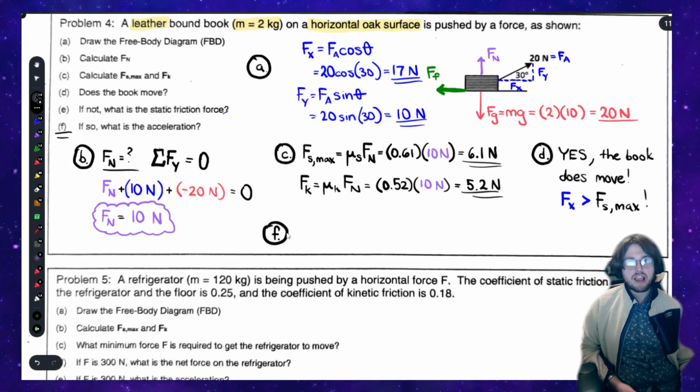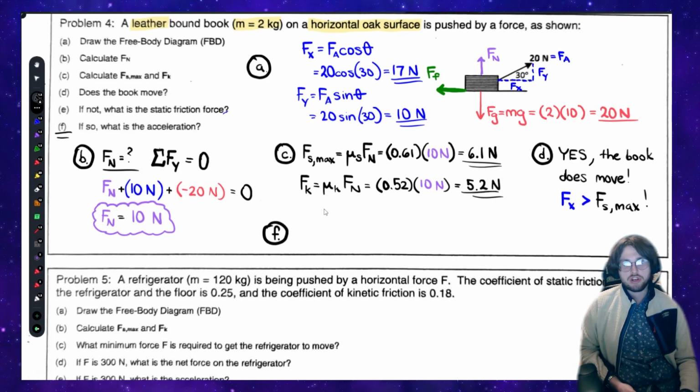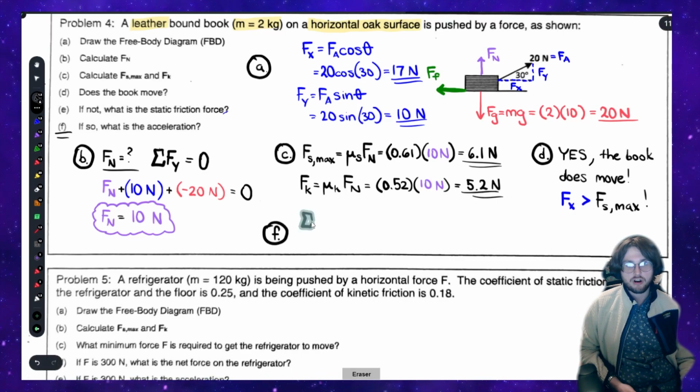So in part F, it's asking what is the acceleration if it does move. And this is where we're going to transition into the kinetic friction. So the force of kinetic friction is 5.2 newtons. So we're going to switch gears into the horizontal direction now. So again, if you're thinking about the motion of an object, or how forces are adding up, you should just start out with Newton's second law.